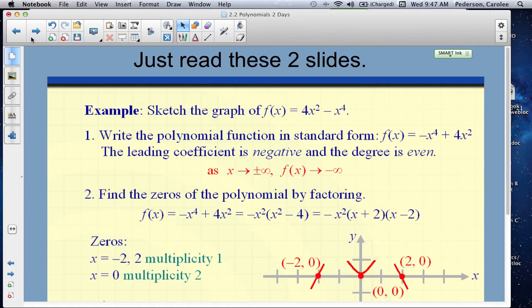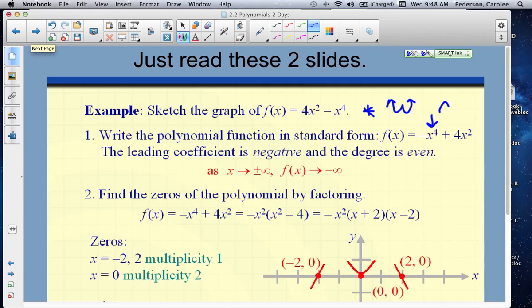So here's a function. It's not in standard form. So I recommend that you put it in standard form so you have your x to the 4th first. So think about the shape right now. When it's degree of 4, what would it be? What's the shape we call those? It's a quartic function. Anything that's even, the M or the W, it's either going to look like this, or it's going to look like that. The leading coefficient is a negative.